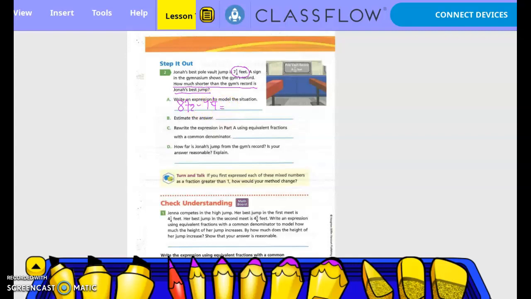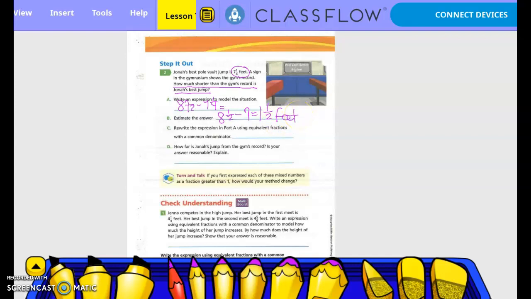So estimate our answer. 8 and 7/12, is that closer to 8, 8.5, or 9? 8.5. And then minus 7 and 1/4, is that close to 7, 7.5, or 8? We could do 7, or you can do 7.5. You want to do 7 this time? Equals 1 1/2. So if we did 7, it would be 1 1/2. If we did 7 1/2, it would be 1. So anywhere from 1 to 1 1/2 feet difference, correct?